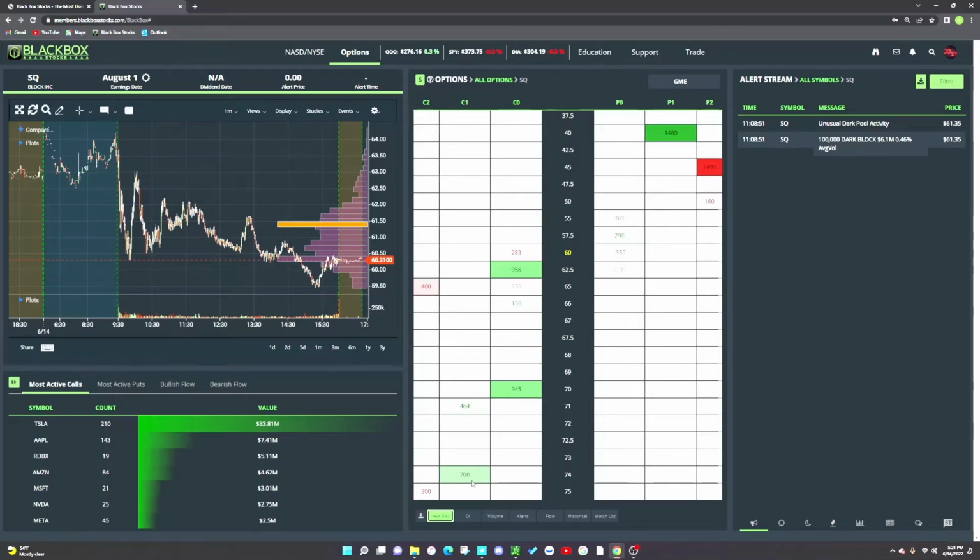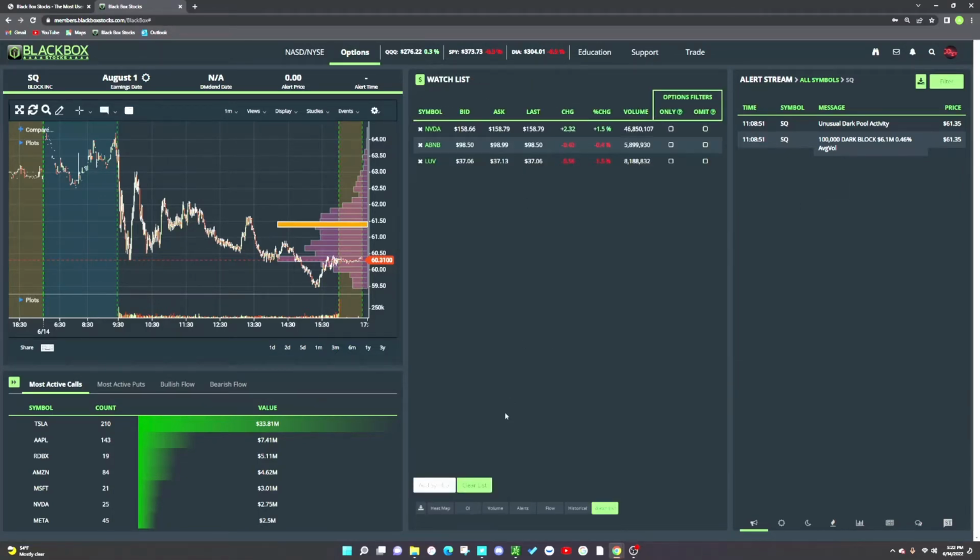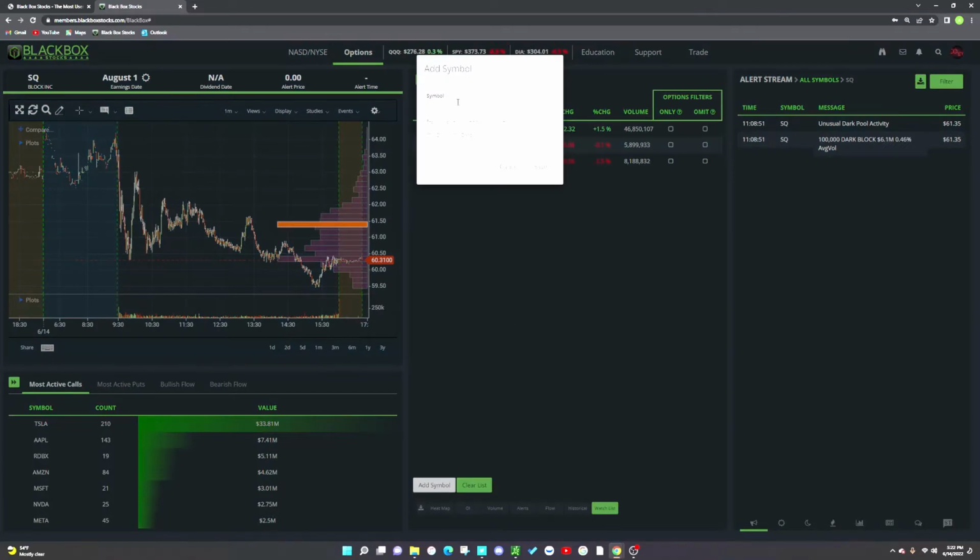There are some people shooting for upside. Look at the 70 expiring this week, 62.5 this week, and 74. And then there's some puts being sold at 40. Now, do I think we're gonna drop down to 40 next week? That'd be almost a 50% loss, about 35%. But I'll throw it in here just so I can show you guys how I use this to create a watch list.